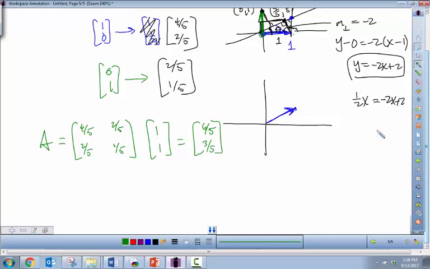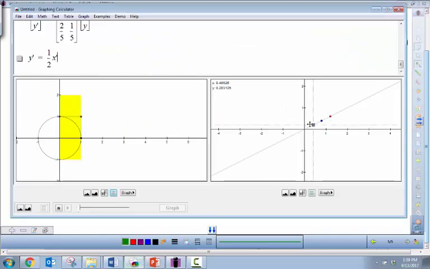And then, so 6/5 is what, 1.2? And 3/5 is 0.6? Yes. So if we trace that around a little bit, we get like 1.2 and 0.6-ish, right? So it is where we wanted it to be.